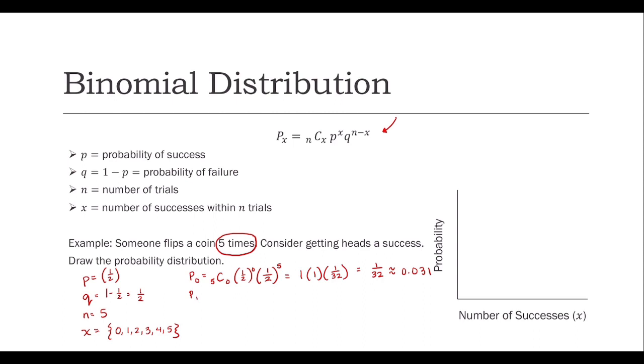Our probability of 1 is 5 choose 1 times 1/2 to the 1, and then 1/2 to the 4. So these exponents will add to 5 every time. So 5 choose 1 is 5. 1/2 to the first is 1/2. And then 1/2 to the 4th is 1/16. So this would equal 5/32, which is approximately 0.156. We'll do that same thing for P2, P3, P4, and P5.